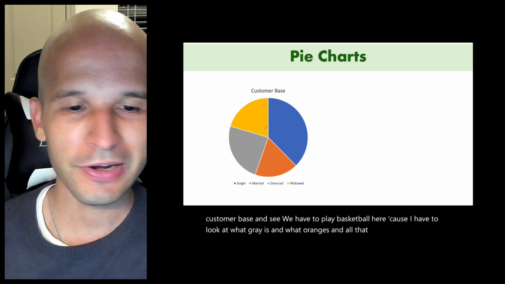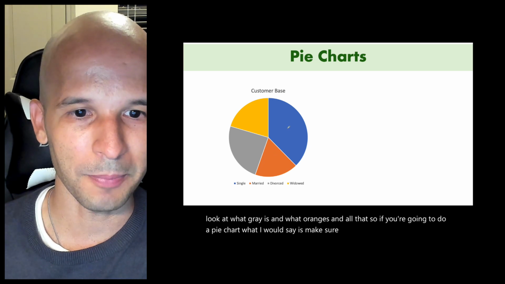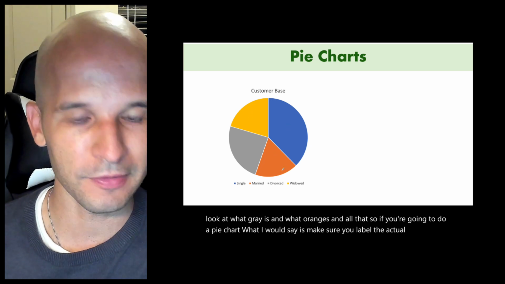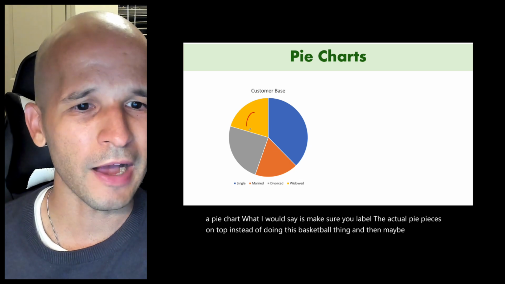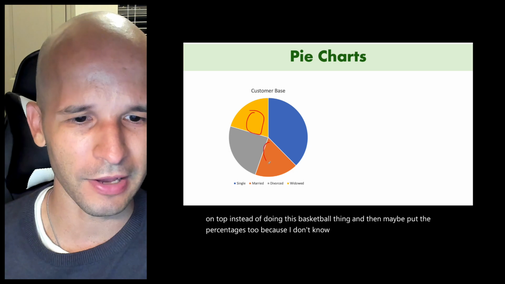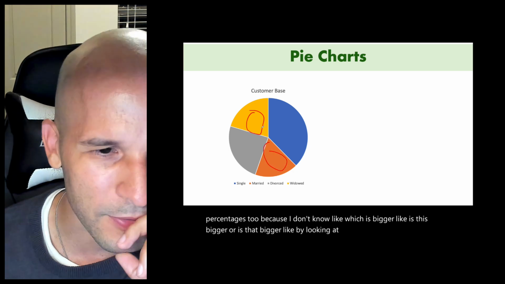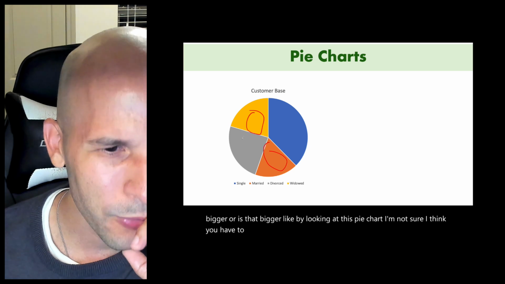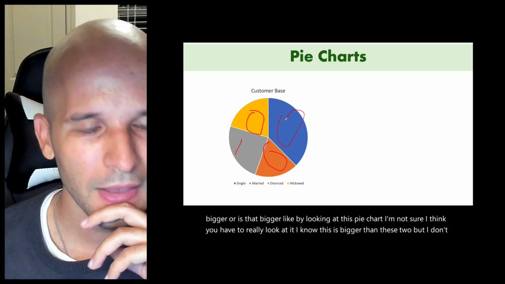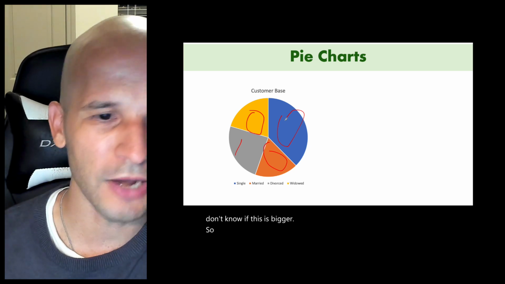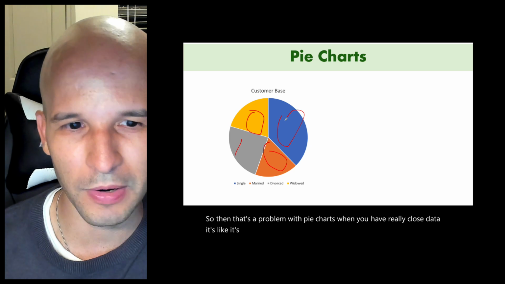So if you're going to do a pie chart, what I would say is make sure you label the actual pie pieces on top instead of doing this basketball thing, and then maybe put the percentages too, because I don't know which is bigger. Is this bigger or is that bigger? By looking at this pie chart, I'm not sure. I think you have to really look at it. I know this is bigger than these two, but I don't know if this is bigger. So that's a problem with pie charts. When you have really close data, it's hard to tell sometimes what is bigger than what.